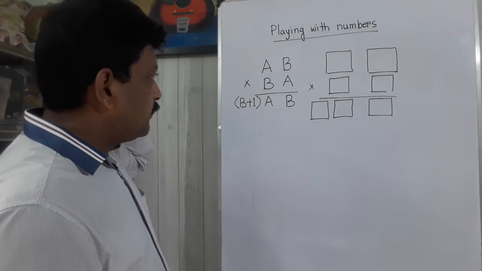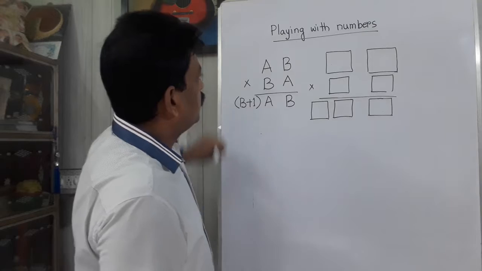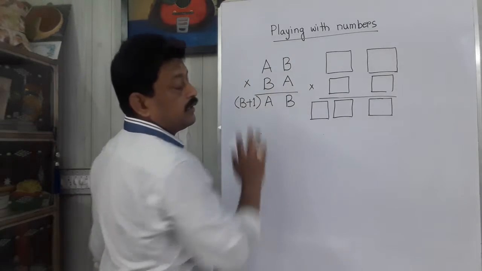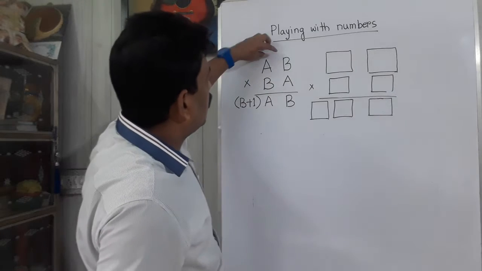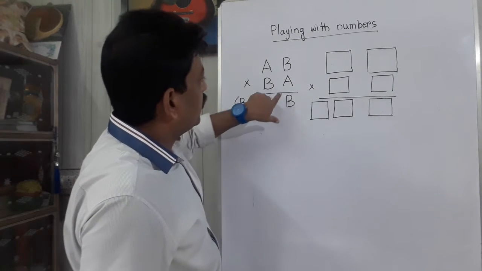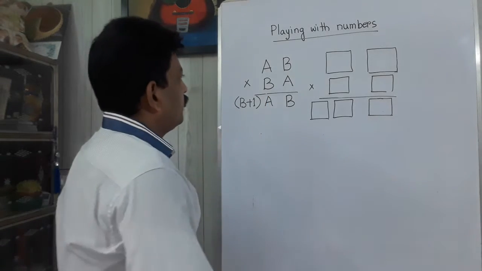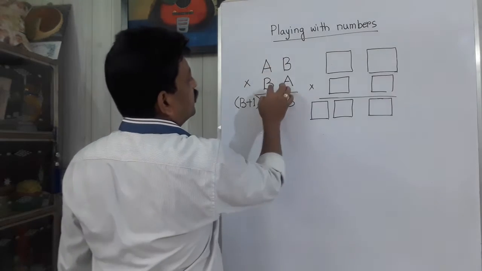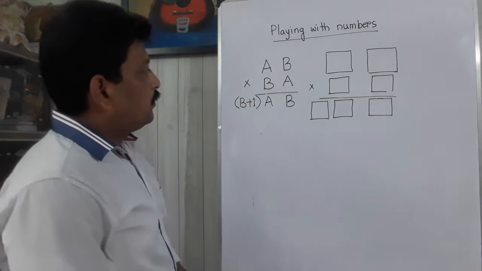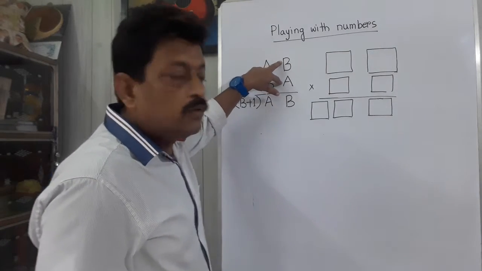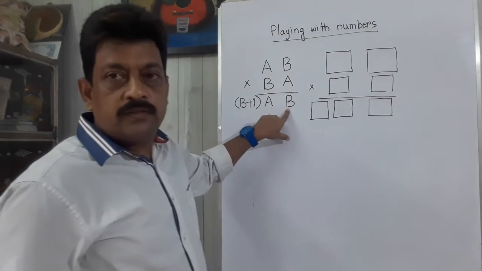Now, let me say one thing. This is AB multiplied with BA. That is, whatever I have to write here, I have to write in inverse order here. So if I am taking 1 to here, then it will be 2 1. Now guess a number which when multiplied with B will give B at the unit place. Guess any number.